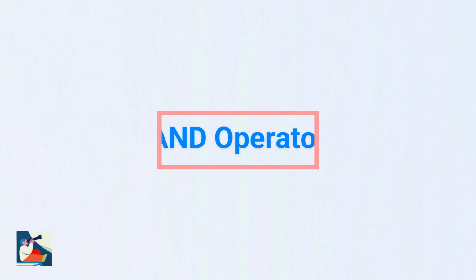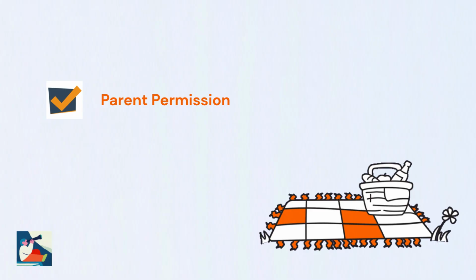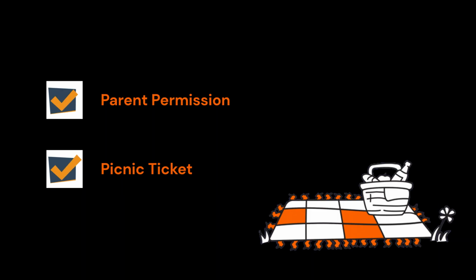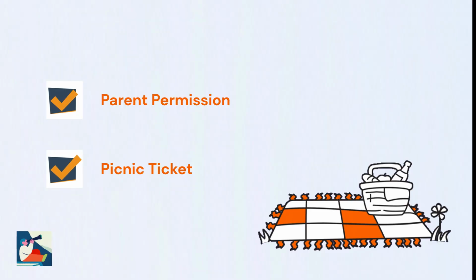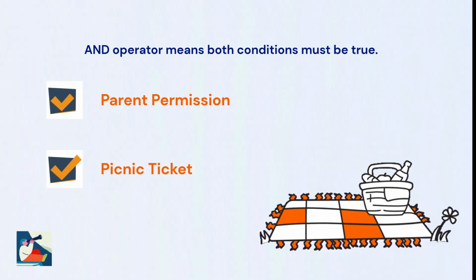Let's start with and. Imagine your teacher says, "You can go on the school picnic if you have parent permission and a picnic ticket." That means you need both things. You need parent permission and a picnic ticket. If you have both, you can go. But if even one is missing, you cannot go.